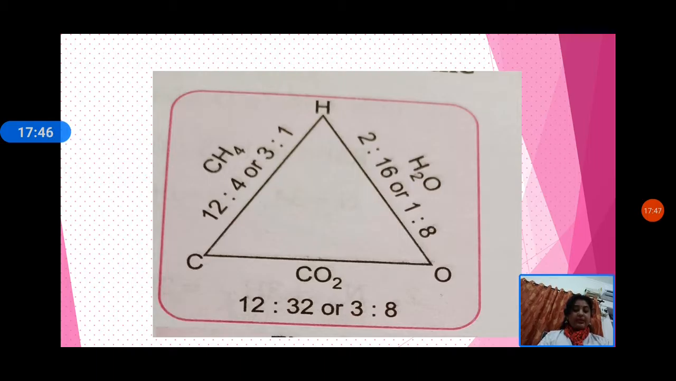You can see here in CH4, methane, 1 gram hydrogen reacts with 3 gram of carbon. In water, 1 gram of hydrogen reacts with 8 gram of oxygen. The masses of carbon and oxygen which combine with a constant mass of the third element hydrogen are in the ratio of 3:8. Now when carbon and oxygen combine together to form carbon dioxide, the ratio of the mass of carbon and oxygen is 12:32 or 3:8, which is same as above.